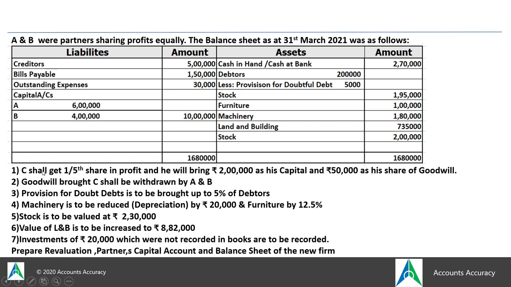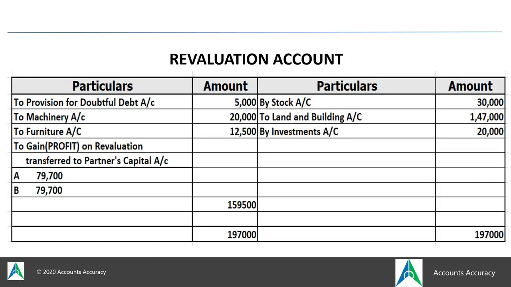In this sum, it's been given that C shall get 1/5 share in the profit. That means A and B were the old partners and C got entry. Now this C has got entry at 1/5 share and he brought 2 lakh as capital and 50,000 as goodwill. Here what we are finding is that provision for doubtful debt is to be brought up to 5% on debtors. Debtors are 2 lakh and 5% of this 2 lakh would be 10,000.